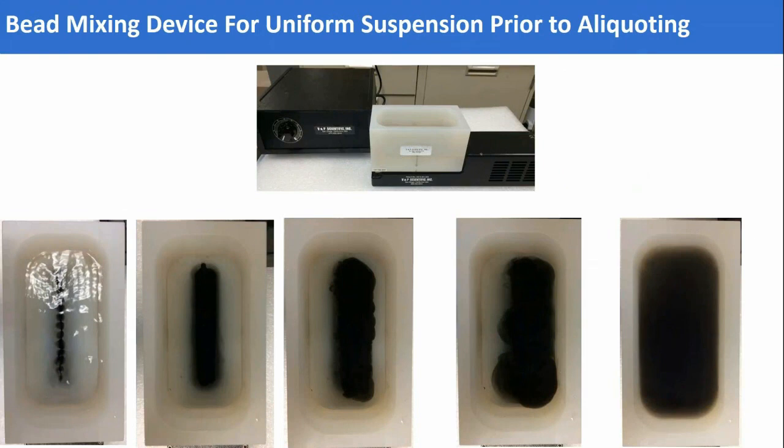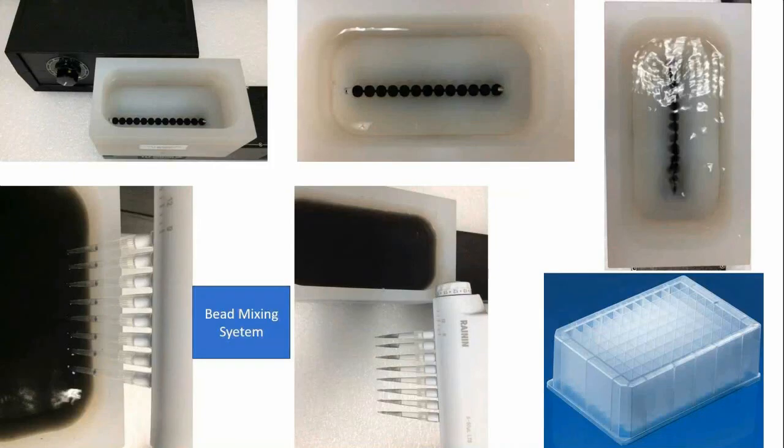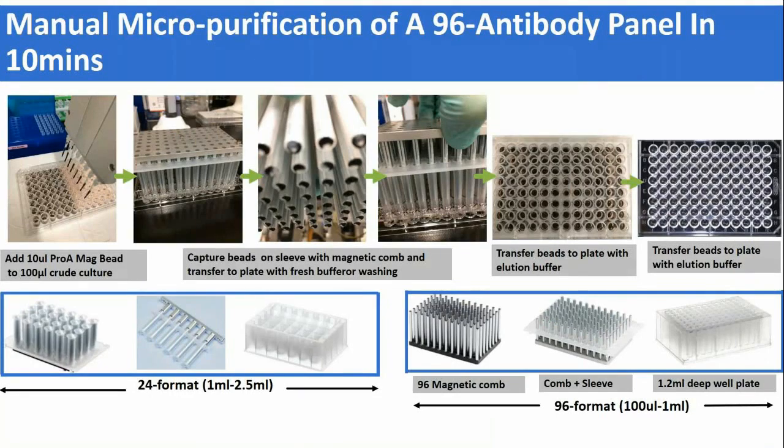We bought this magnetic bead mixer, or paramagnetic bead mixer, from GNP Scientific in San Diego. You use that to get a homogeneous population of beads as they continue to get mixed. You bring in your multi-channel pipette and then transfer the beads into the plate. This ensures that you have uniform distribution of beads from well to well.